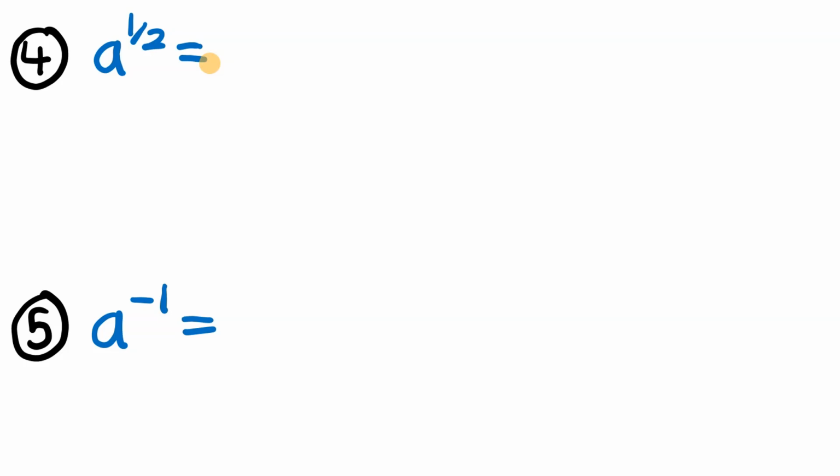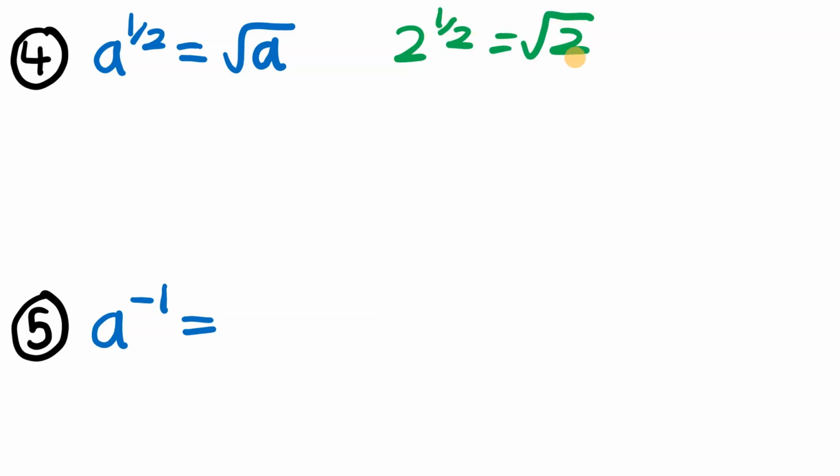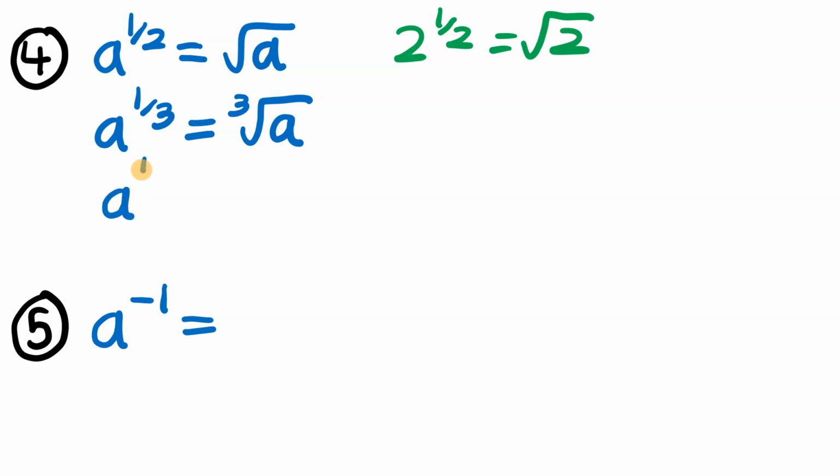The fourth law is if you have a to the power of a half, this is equal to the square root of a. So for example, if you had 2 to the power of a half, this is equal to the square root of 2. Likewise, if you have a to the power of 1 over 3, this is equal to the cube root of a. Now, more generally, we can expand this and we can say that a to the power of 1 over c is equal to the c root, if you like, of a, like this here, and this is generally how it works.